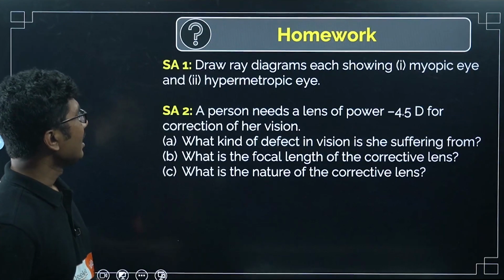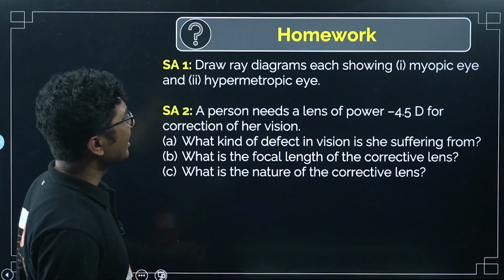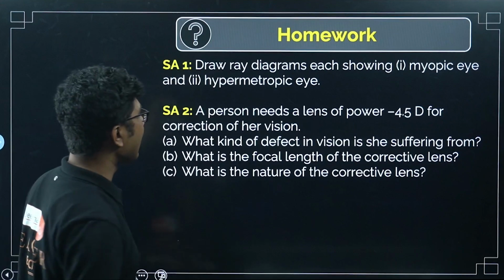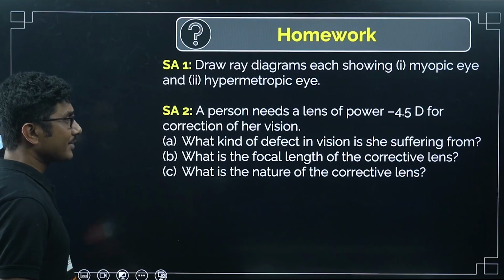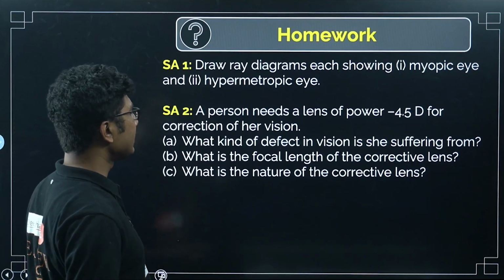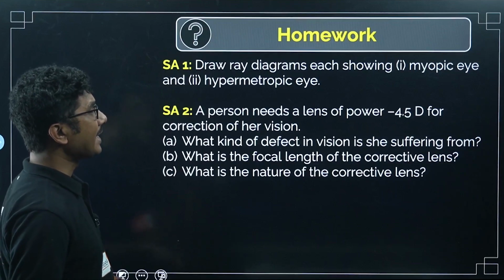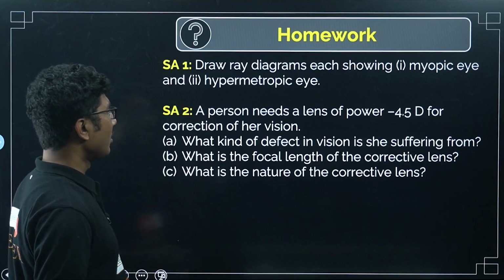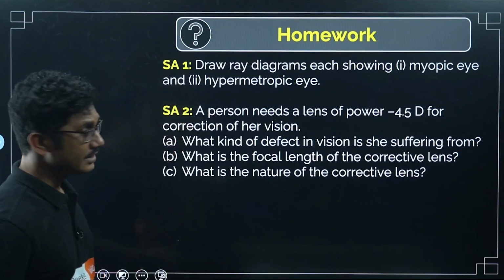Next question, short answer type question 1. Draw ray diagrams each showing myopic eye and hypermetropic eye. So both are important questions. Now the next question is from one of your previous years. A person needs a lens of power minus 4.5 D for correction of her vision. What kind of defect in vision is she suffering from?